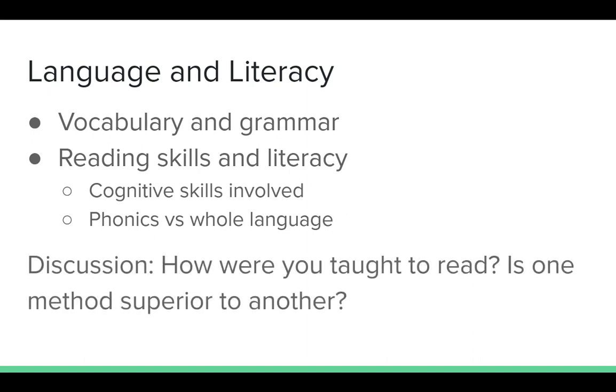So I have a discussion here. I'll post this up on Blackboard. How are you taught to read? Do you think one method is superior to another? I'll get that up on Blackboard and you can tell me what you think there.